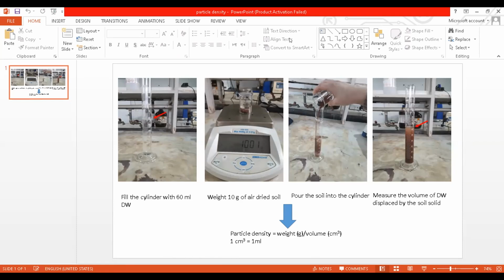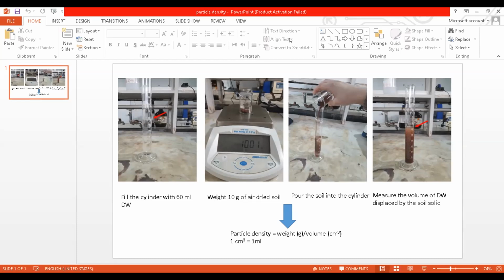Can we use it without using the water? We can take a mass of soil and put it in the cylinder, and we can check. Can we do this without water? No.